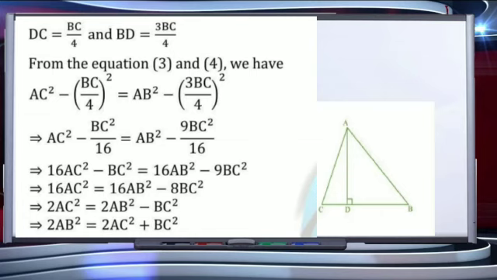So next we are going to take the LCM and we will cross multiply the values. So when we take the LCM, we are getting 16 AC square minus BC square is equal to 16 AB square minus 9 BC square. Next we are going to cancel the common terms and combine the rest. So here we are getting 16 AC square is equal to 16 AB square minus 8 BC square. As you can see, 8 is common in the whole equation, so we are taking out the 8 common and cancelling it out. So we will get the required result.